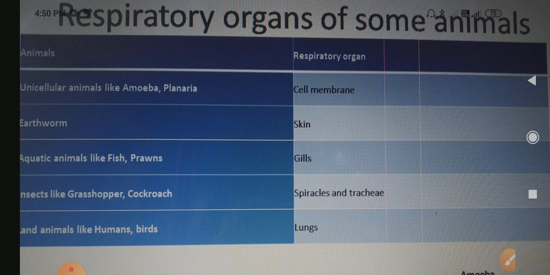Next, earthworm. Earthworm respires through the skin. The skin is moist, and in that moisture, O2 is dissolved and absorbed into the body. It diffuses inside, and the CO2 goes out. Next, aquatic animals like fish and prawn all have gills, and they respire through the gills. The exchange of O2 and CO2 takes place through the gills.